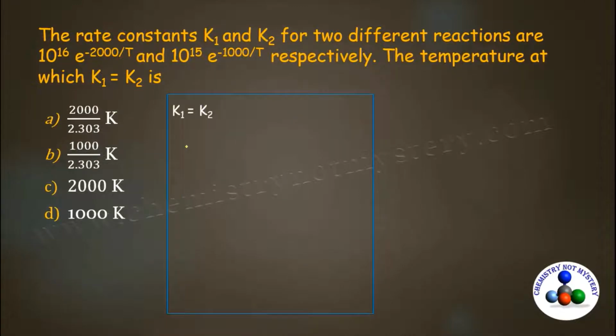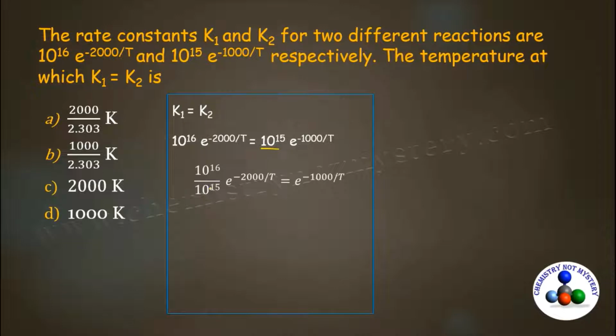Now place the values. So here 10 raised to 16 multiplied by e raised to minus 2000 over T will be equal to, here I have placed the value of K2, 10 raised to 15 e raised to minus 1000 over T. Now transfer the number terms on one side of the equation. So here you will get 10 raised to 16 over 10 raised to 15, e raised to minus 2000 over T is equal to e raised to minus 1000 over T. When you solve it, you will get 10.